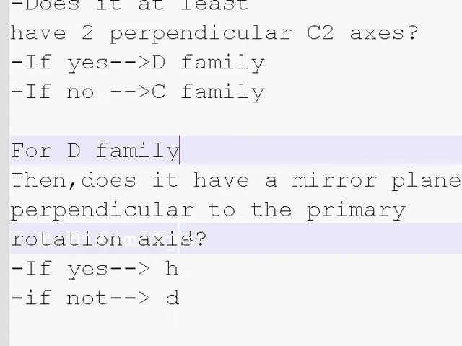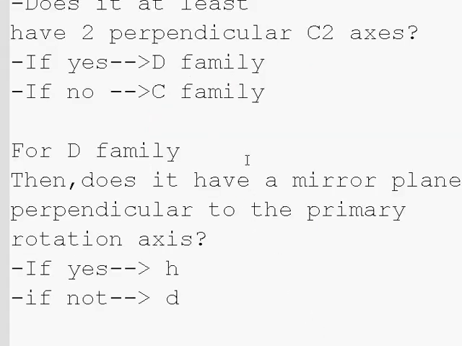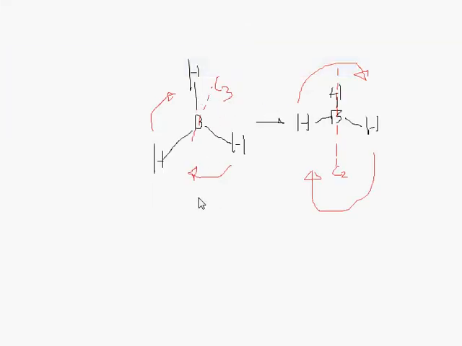So if it does, that would be in the D family. This is a D family molecule right here. If it does have two perpendicular C2 axes at least, then it's in the D family. And then from there, the D family is easy. It's either going to be Dnh or Dnd, where n is the primary rotation axis. So this is going to be D3h.